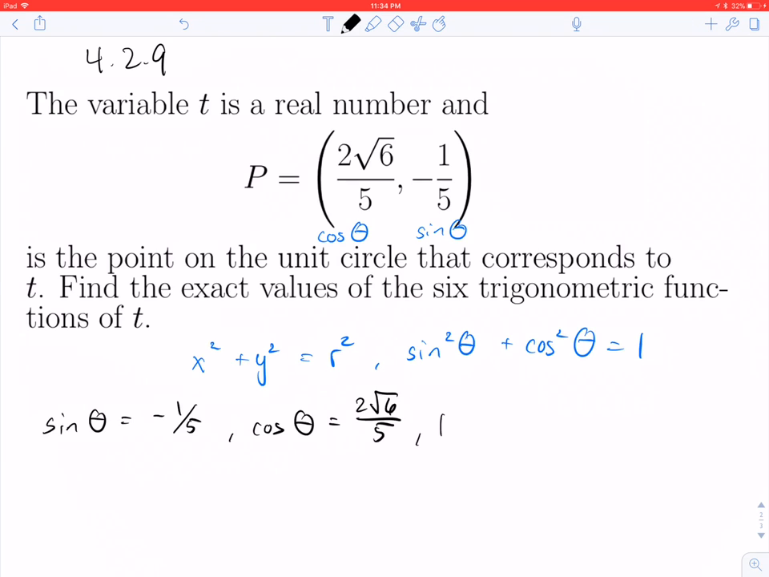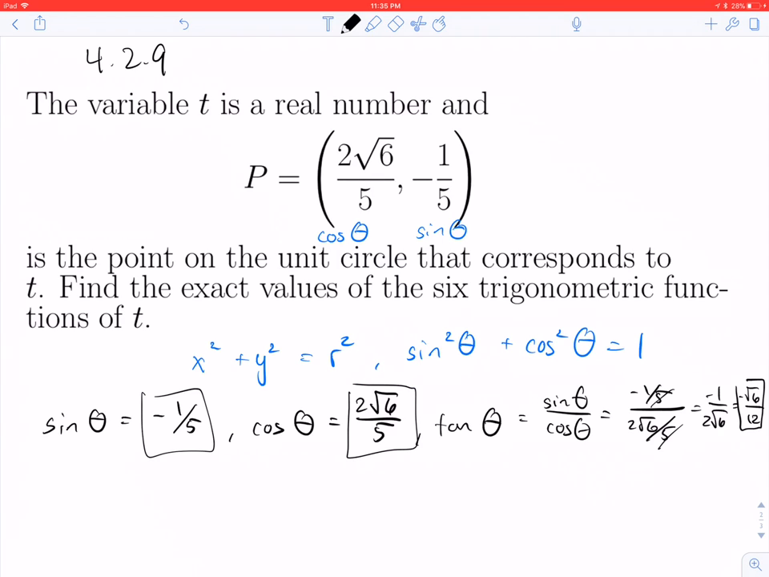This means that tan of theta, which is sine of theta over cosine of theta, is going to be negative 1 by 5 over 2 root 6 by 5. Then the 5's cancel, and we get negative 1 by 2 root 6. If we rationalize, multiplying the top and the bottom by root 6, we'd have negative root 6 over 12 for tan of theta.